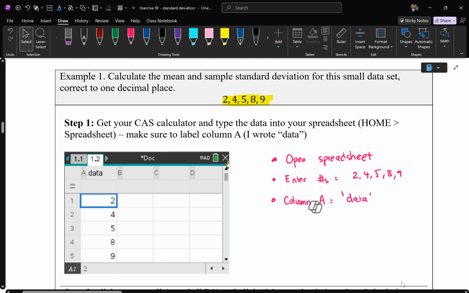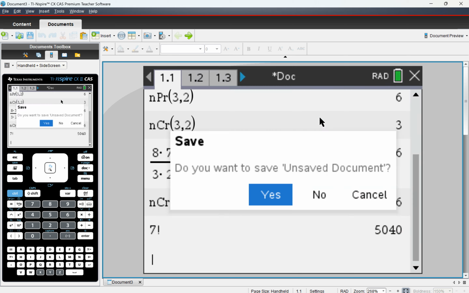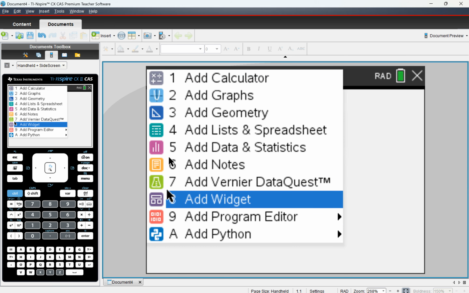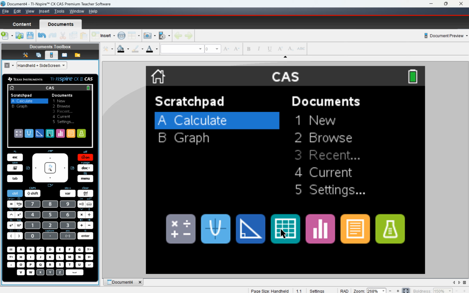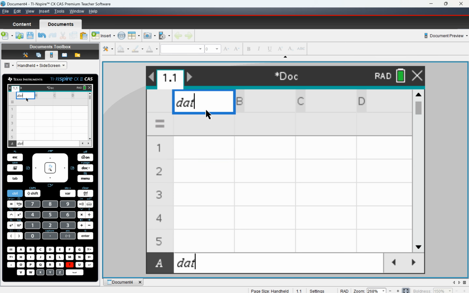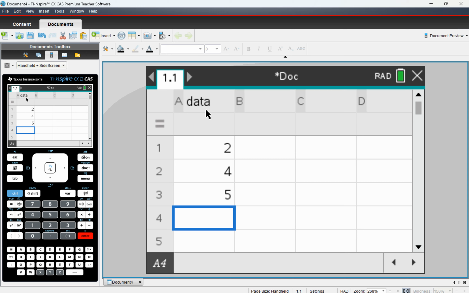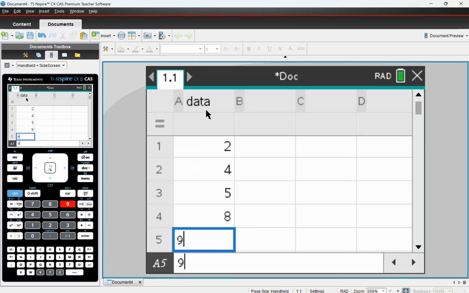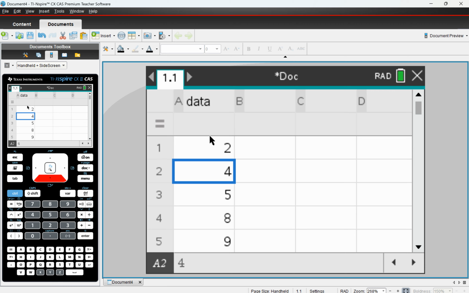Call it data. Okay, so I'm going to go to my CAS. We're going to do it too. I'm going to start off new, so going to the new page, go new. And I'm going to add list and spreadsheet. For those who forgot, from the home page, you can click on this, and that will get you the spreadsheet. All right, column A, I'm going to call this data. Press enter, so column A is called data now. I entered 2, 4, 5, 8, 9. Okay, so I've got a set of data.